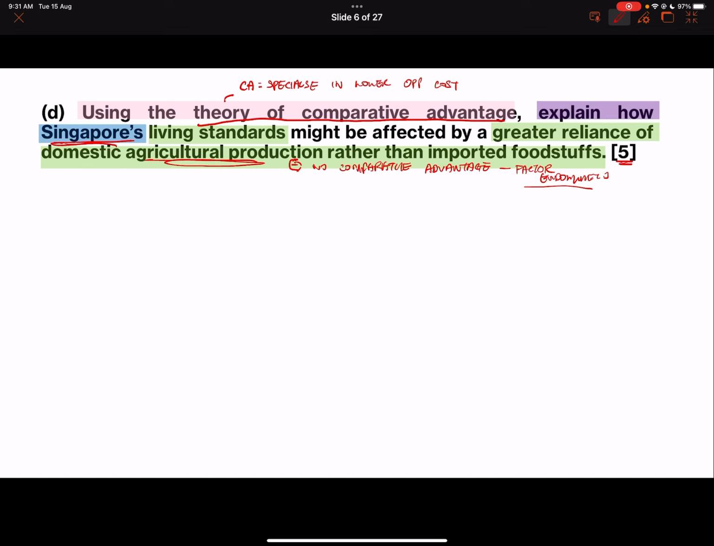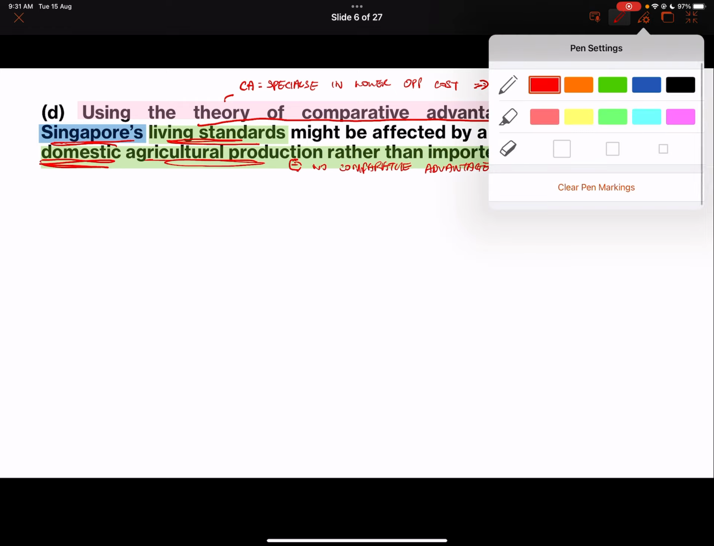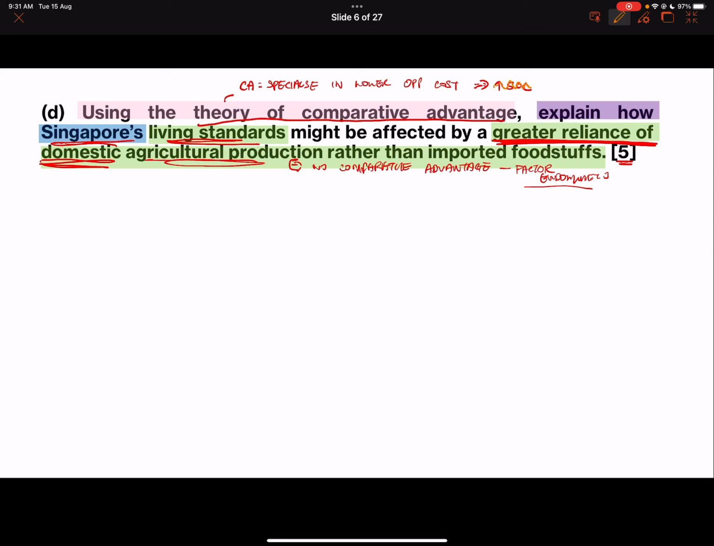Okay, then they ask you, let's say you don't have a comparative advantage in producing this, but you want to produce it, right? Greater reliance on domestic agriculture. You want to produce it. What will happen to living standards? The theory of CA says that when you specialize, you increase SOL because you get to consume more goods and services. If you don't want to specialize, then this doesn't happen. You have a decrease in SOL instead.